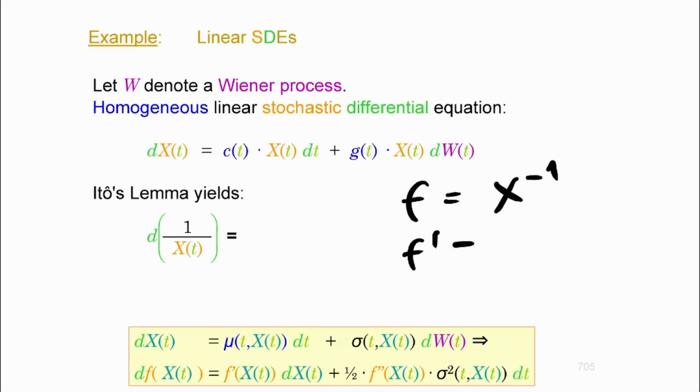Then, of course, the first derivative is going to be negative 1 times x to the power of minus 2. And the second derivative is going to be 2 times x to the power of minus 3. This is it. Okay, you see? So those are the functions that I'm going to use. Again, all right?